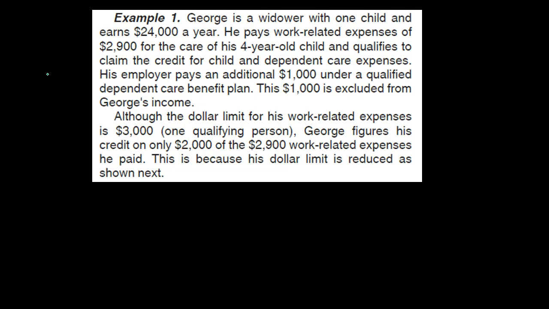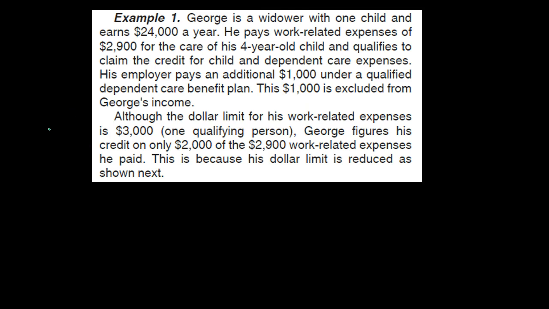Example 1. George is a widower with one child and earns $24,000 a year. He pays work-related expenses of $2,900 for the care of his 4-year-old child and qualifies to claim the credit for child and dependent care expenses. His employer pays an additional $1,000 under a qualified dependent care benefit plan. This $1,000 is excluded from George's income. So he got $1,000 from the employer, not included in George's income. So that's going to be the key point.